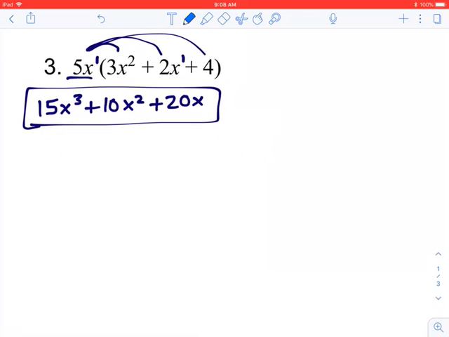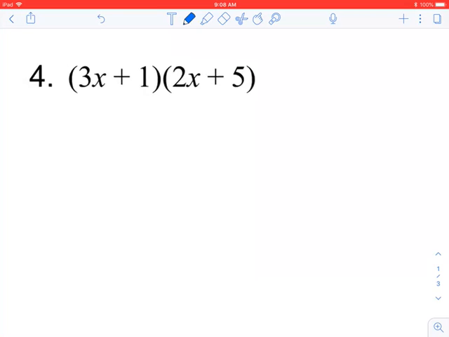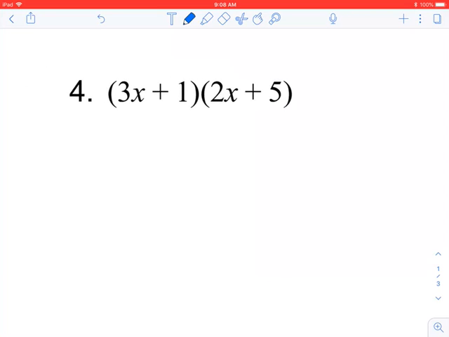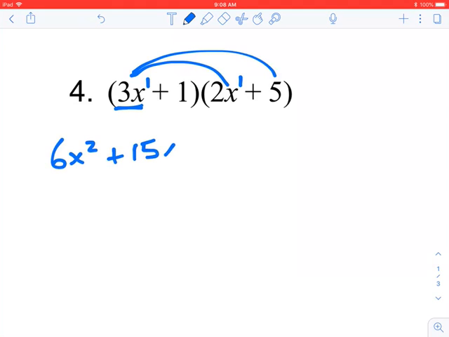Okay, so now when you look at something like number 4, this is binomial times binomial. So like we talked about in class, we need to make sure to multiply the first one times both of the other parentheses. So starting out with 3 times 2 is 6, x times x is x squared. Now we go here. 3 times 5 is 15, nothing to add to the x, so that's just x. Now I look at the second term. 1 times 2 is 2, x stays x, and then 1 times 5 is 5, no variable.